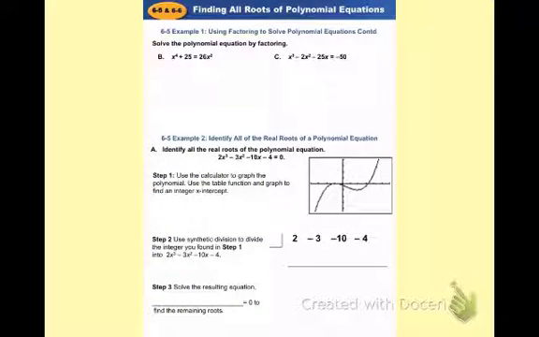Let's take a look at example B. So our first step was to make sure that our polynomial is in standard form. Well, it certainly is not in standard form because we have to have everything on the same side and 0 on the other. That's the first thing. And we also want it in descending order of power.